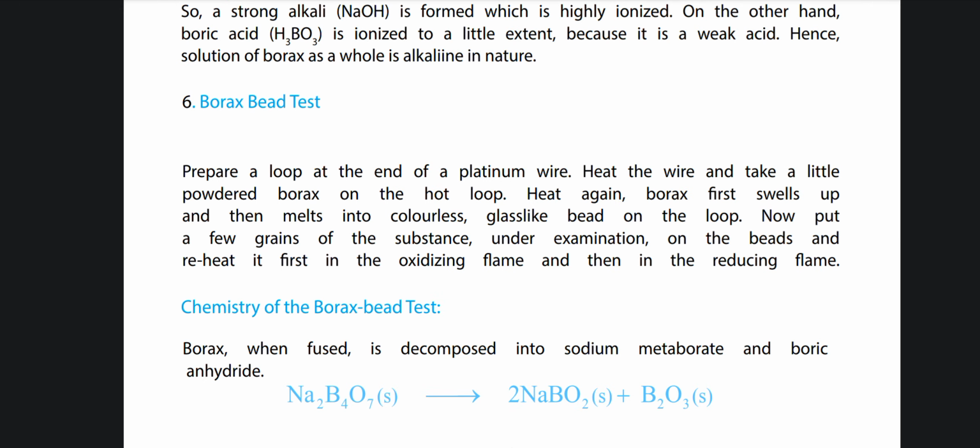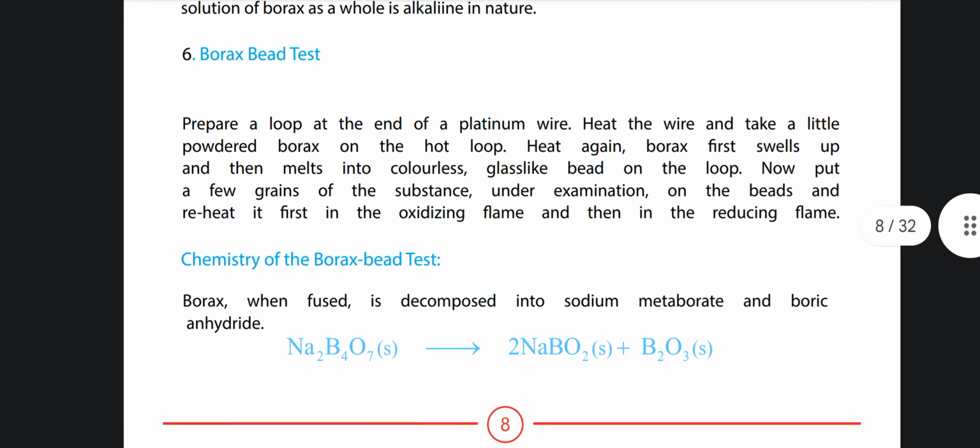Number 6. Borax bead test. To prepare a loop at the end of a platinum wire, heat the wire and take a little powdered borax on the hot loop. Heat again, borax first swells up and then melts into a colorless glass-like bead on the loop. Now put a few grains of the substance under examination on the bead and reheat it first in the oxidizing flame and then in the reducing flame.